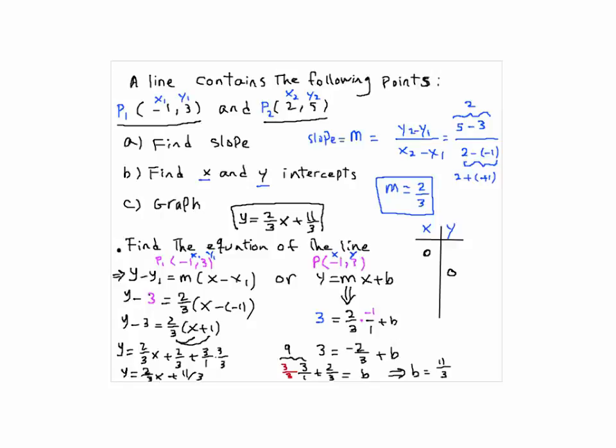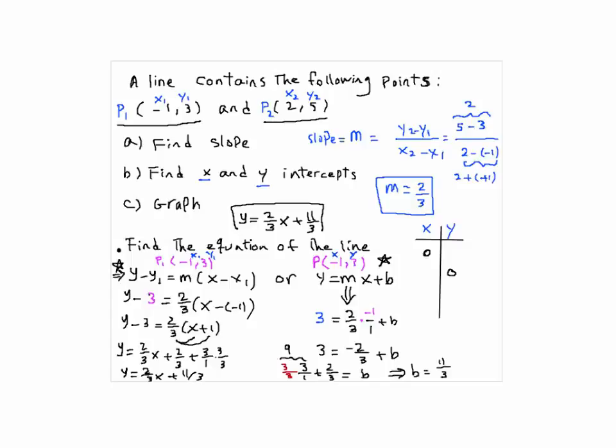Okay, so if you call this method number 1 and call this method number 2, which one do you think would be easier? Anyone? Number 2. I like number 2 also. So I use y is equal to mx plus b, and just simply substitute 1 point, treat it as point P for x and y, and you know the slope. You can solve for y-intercept and you're done.